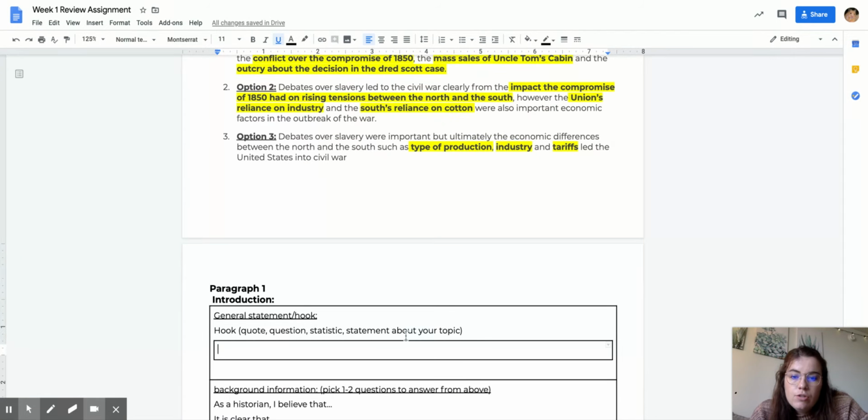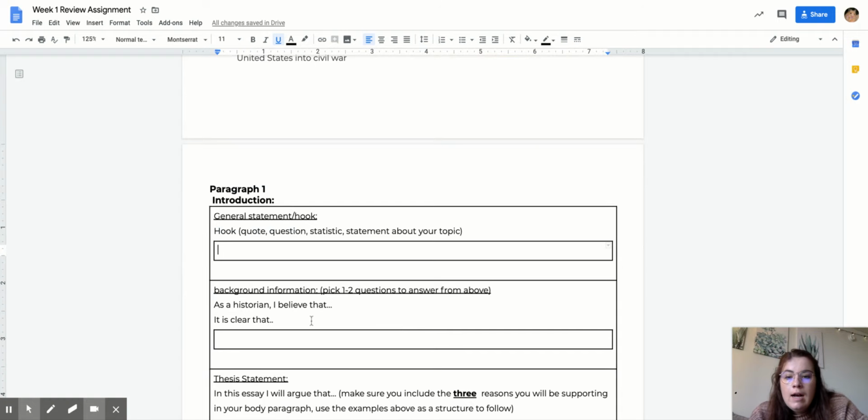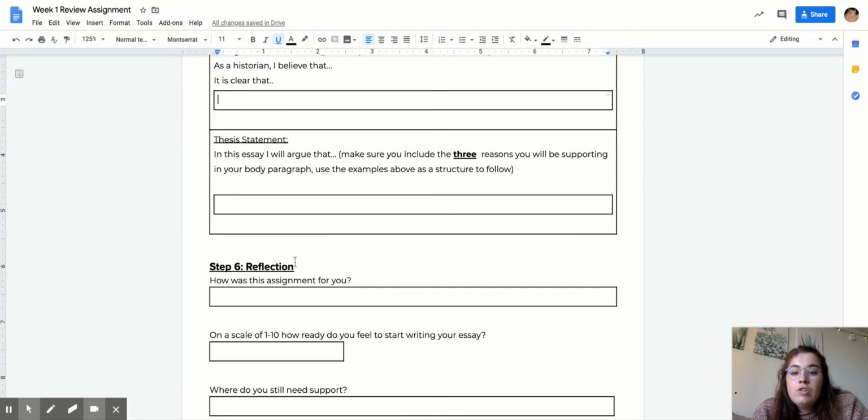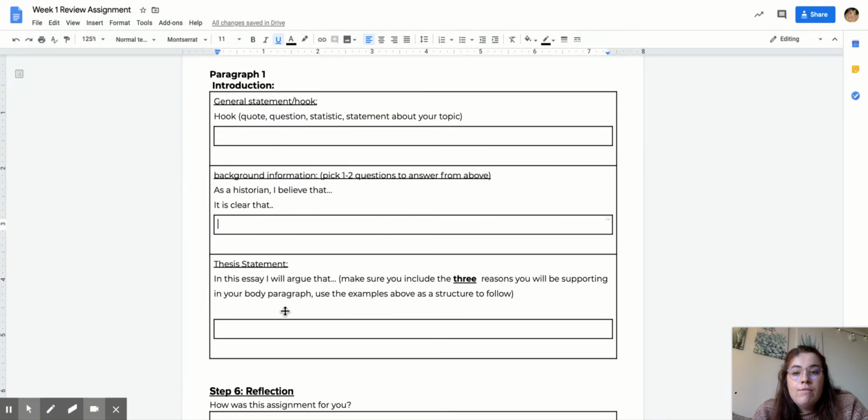There's an additional sentence starter, and the background information will go here, also with additional sentence starters. After you finish that, you can just leave it in this form. You will copy and paste it into your essay when we work on that the week after spring break.